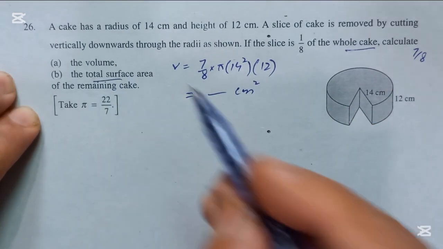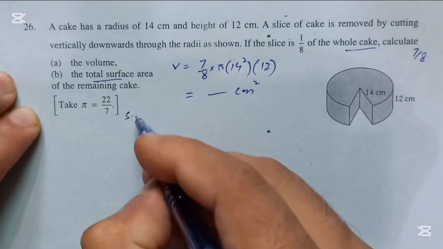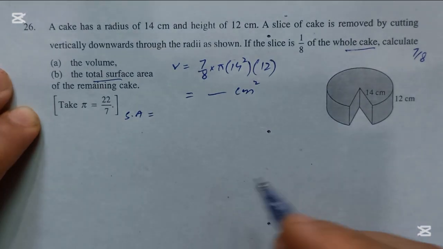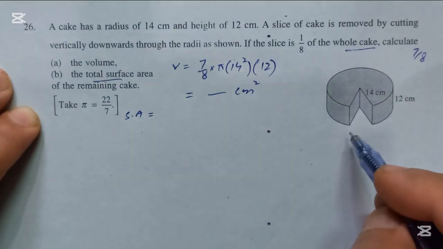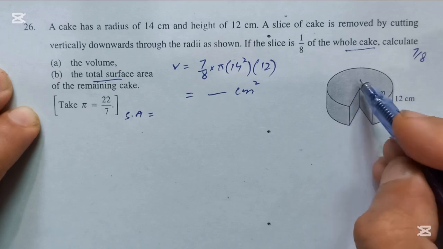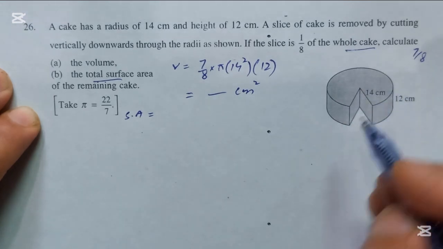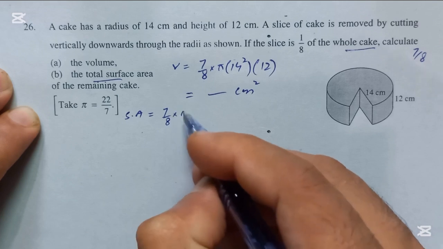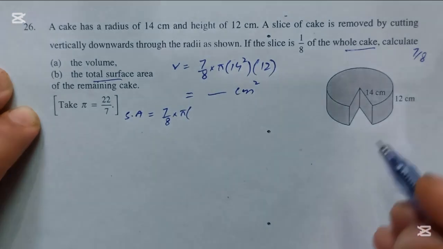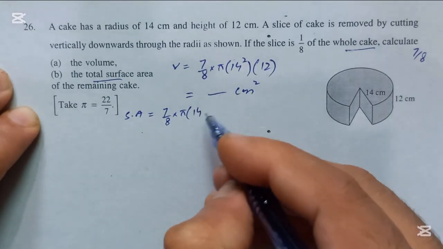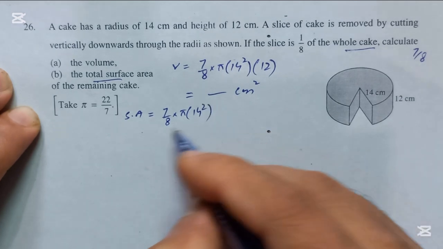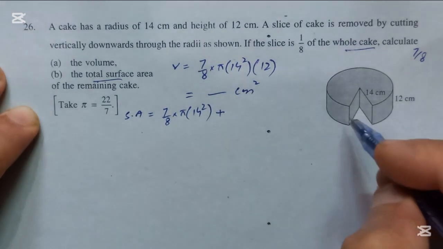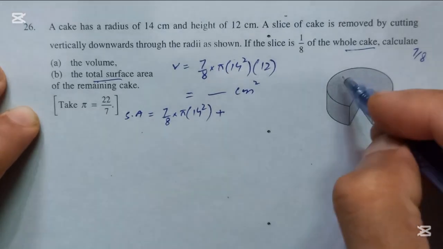Second part is total surface area. So surface area is the requirement. So bottom and top are two circles that are 7 by 8 of the full circle. So pi r square, where r is 14. So this is top and bottom of the remaining cake, plus curved surface area, that is also 7 by 8 of the full solid.